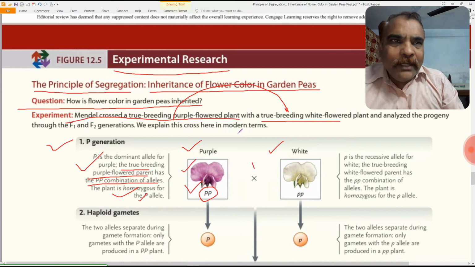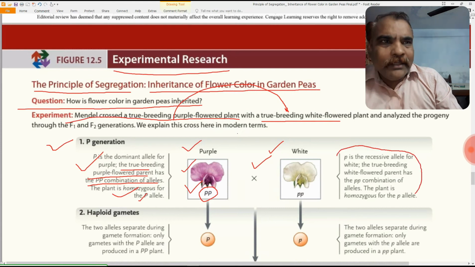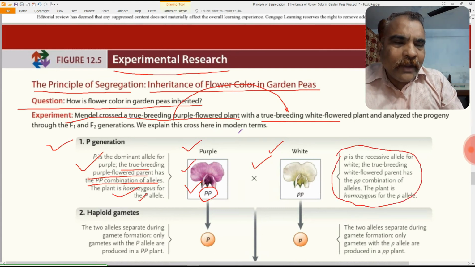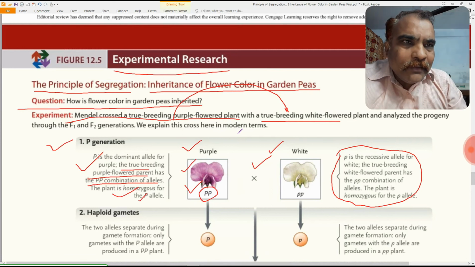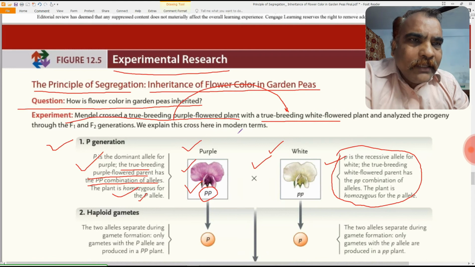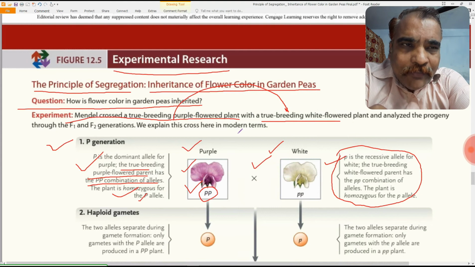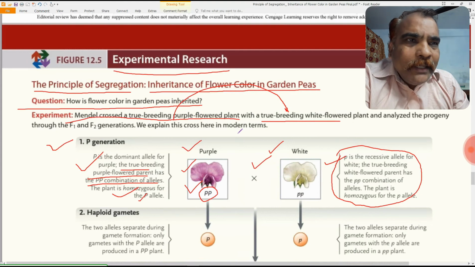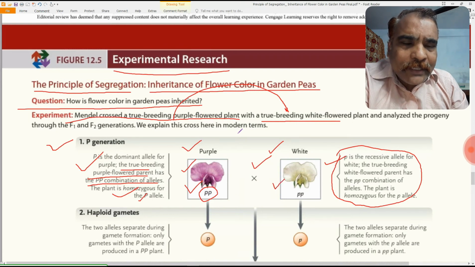Similarly for white, here you can see all the information for the white flower. The small p is the recessive allele for white. And this white flower has two recessive alleles, small p.